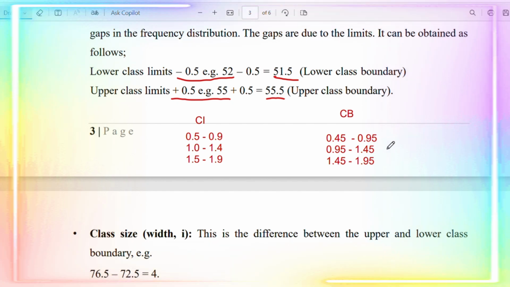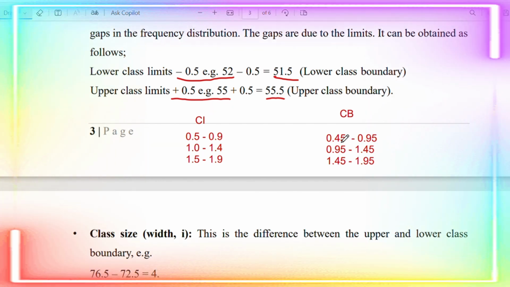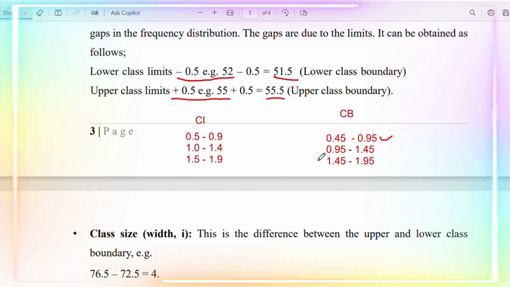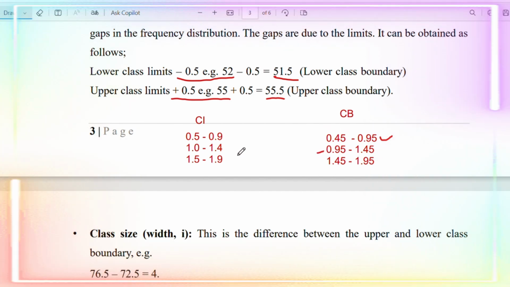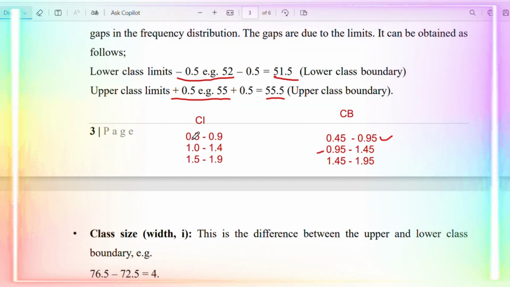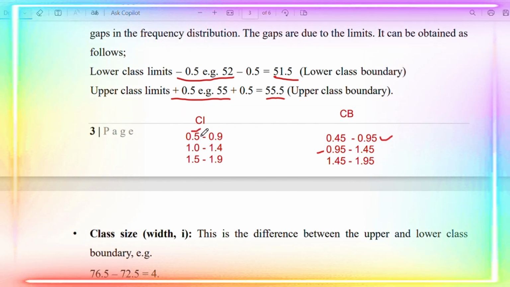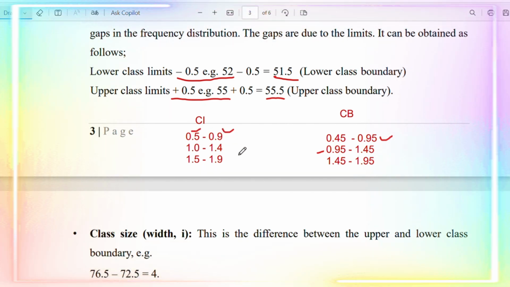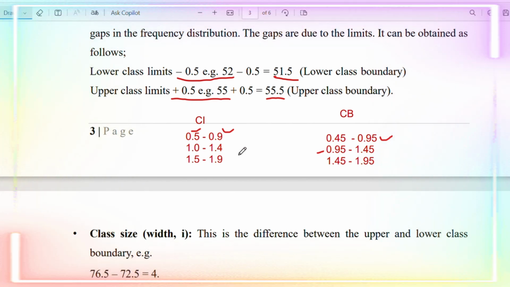And when you look at this, you discover that the value that ends the first class is the value that begins the second class. If you had done it in such a way that you subtract 0.5 from the lower class limits and add 0.5 to the upper, you will get the wrong class boundary. Please take note of that.